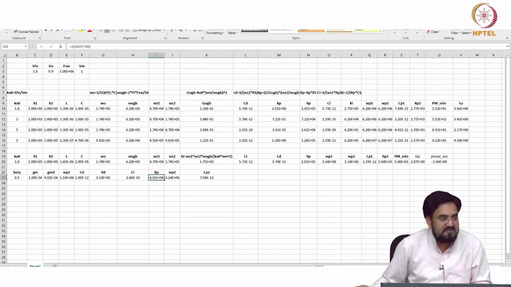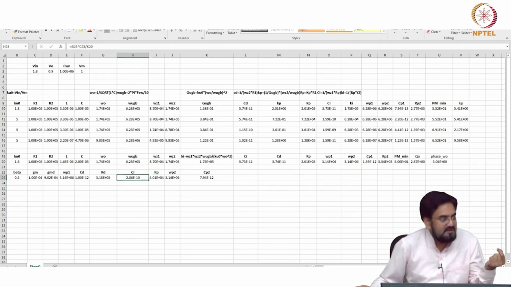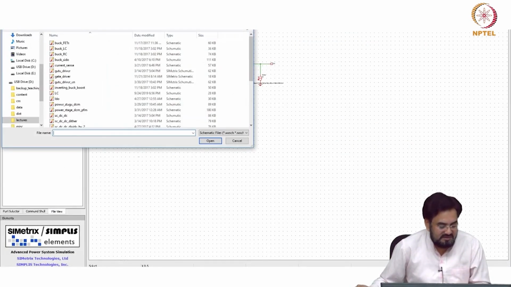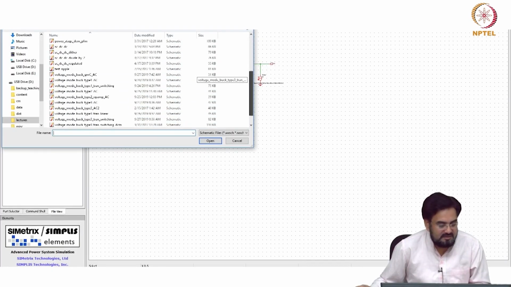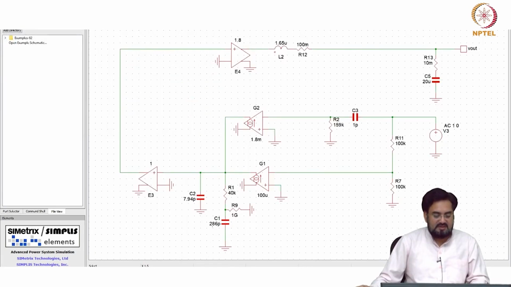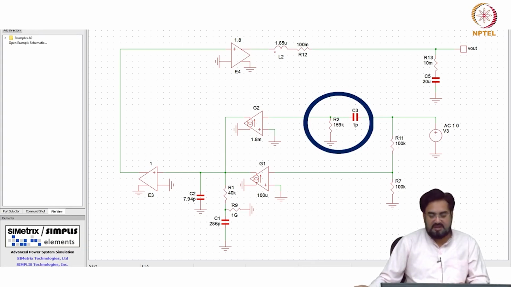Then RP we already know: we know CI, we know the location of the first zero, so RP can be calculated, and omega P2 can be introduced by simply adding a cap there. That's what I did here. I will show you the circuit. So 100 micro I am choosing, 286 pico is my cap. I am adding an additional cap here, 7.94 pico, to get the second pole. The first pole is coming from here, and the zero will also come from this and GM 1.8.